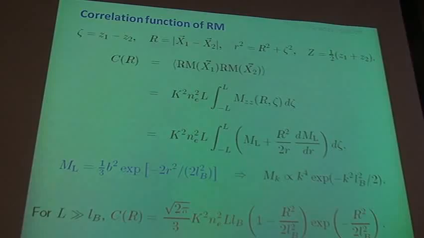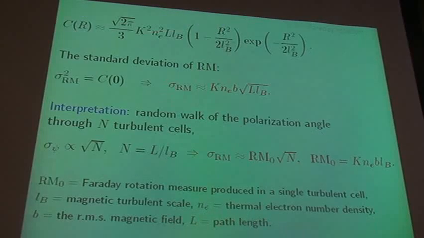And assuming, for example, that the autocorrelation function is a Gaussian, just for simplicity, you get the autocorrelation function of Rn. Let's look at this autocorrelation function that you get. Let's look at the standard deviation, the value of the autocorrelation function of Rn for R equal to 0. This is the expression for the standard deviation in Rn.